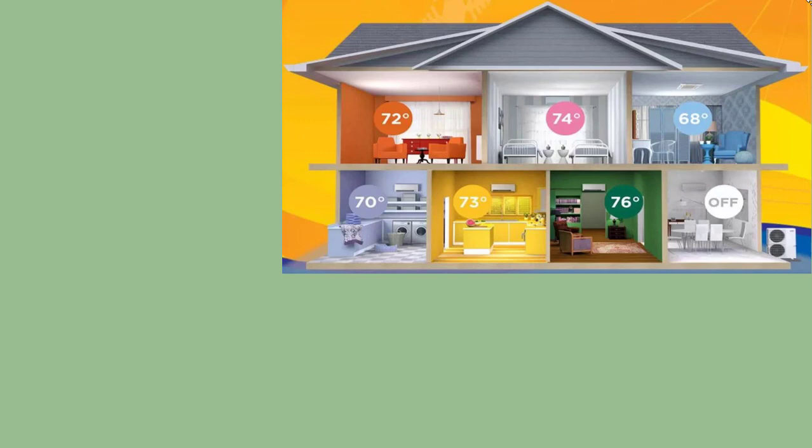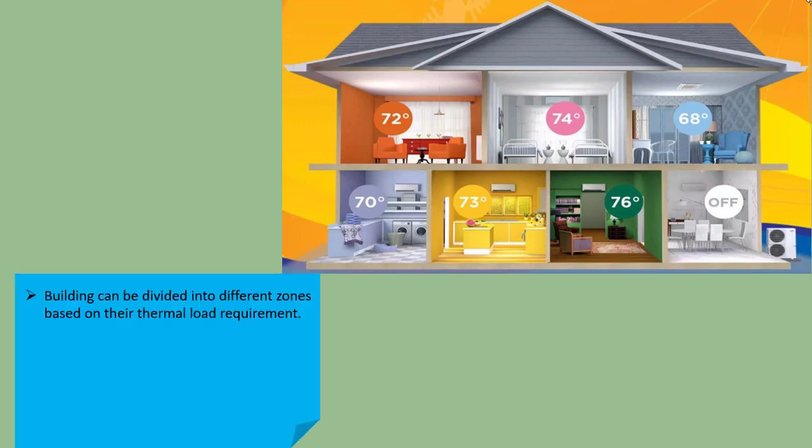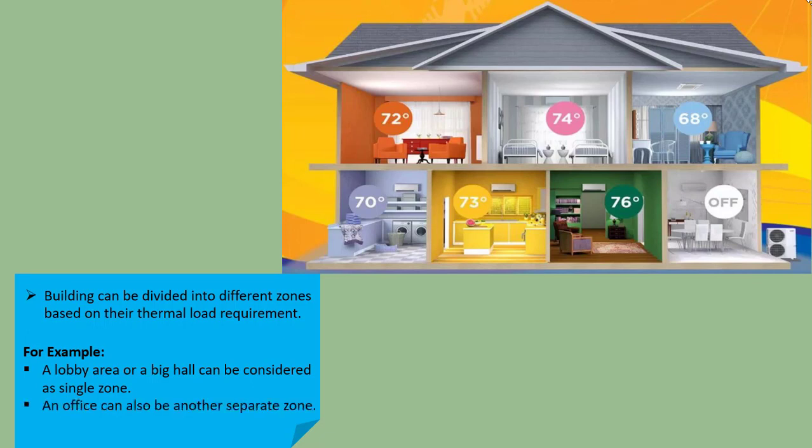Before continuing further, it is very important to know about zones. Usually a large building is divided into different zones based on their thermal load requirement. Different areas of the building will have different heating or cooling requirements based on many factors like the occupied space, location of the area and the number of occupants. So for example, a lobby area or a big hall can be considered as a single zone, while an office can also be considered as a separate zone. So like this, a building is divided into different zones.